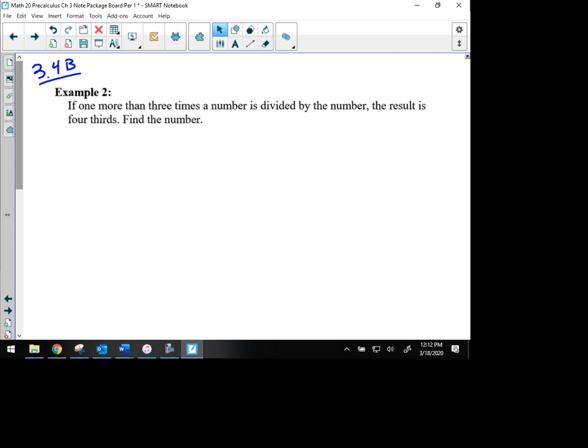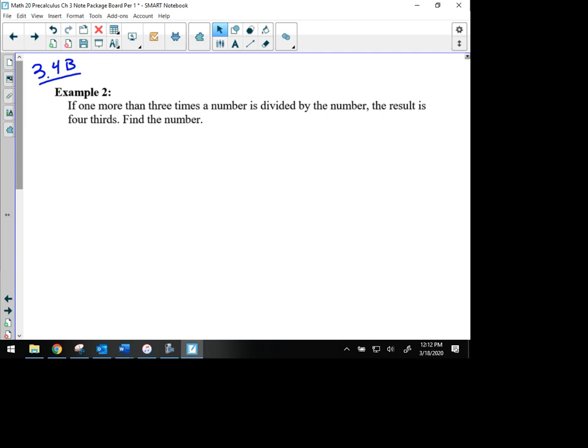The main thing that we want to do when we're looking at a question is set up an equation based on the wording in the question. So this question: if one more than 3 times a number is divided by the number, the result is 4/3. Lots of words, and it is fairly wordy. There's a lot going on there, at least at first glance. So let's try and break it down.